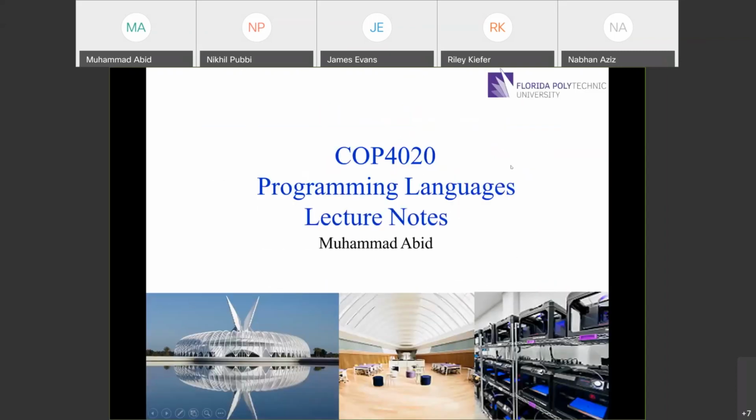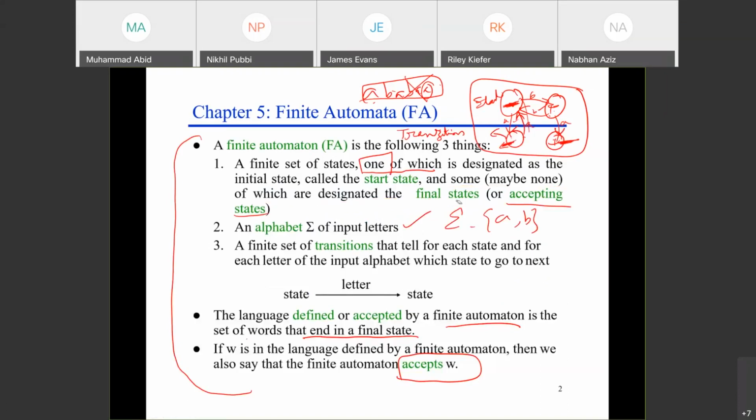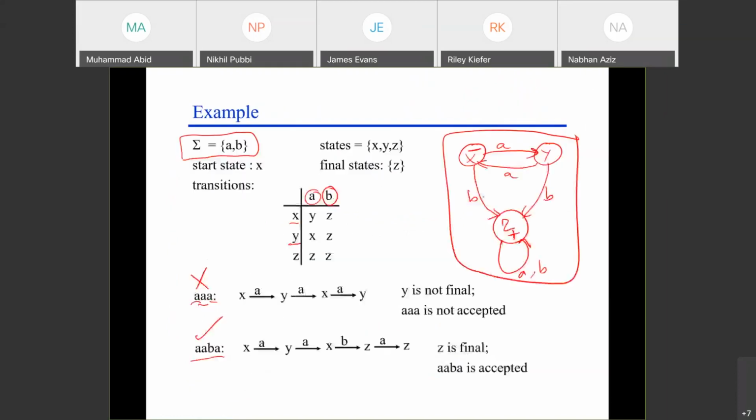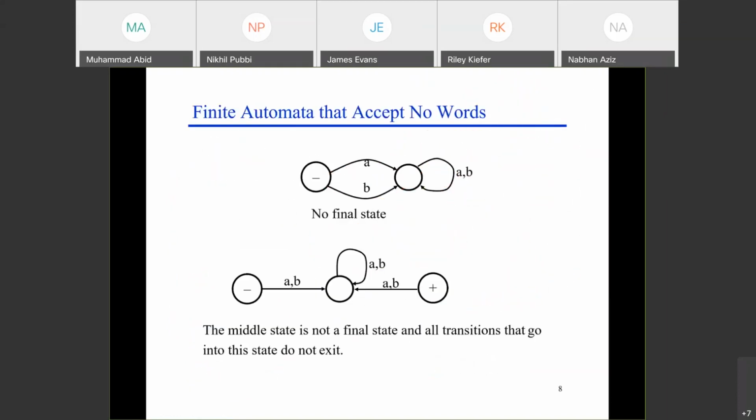If you see the definition in this first slide, look at this one. I made a mess here. If you see, maybe none of which are designated the final states. So it means that this is good. It passed that. Another check: it should have letter by letter transitions from one state to another state. You will never find a word here like AB. It should always be a letter. A is one letter, B is a letter. So it checked that.